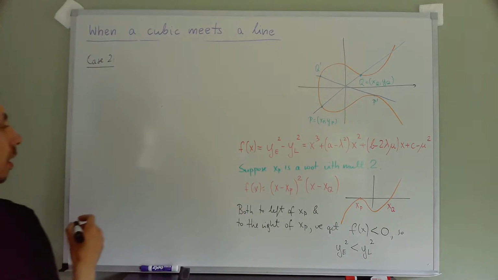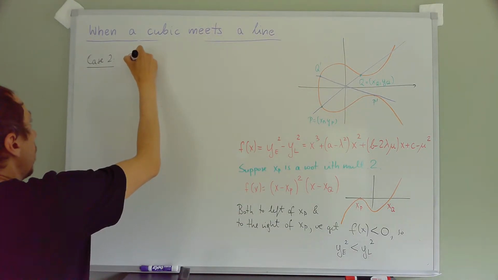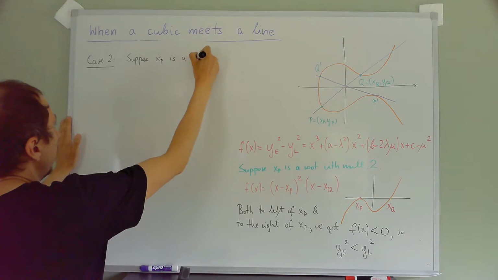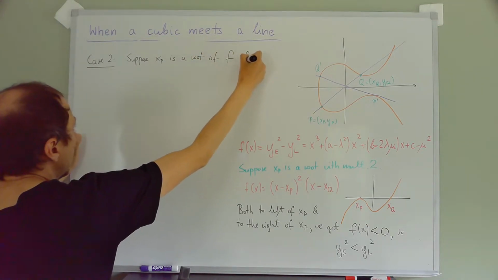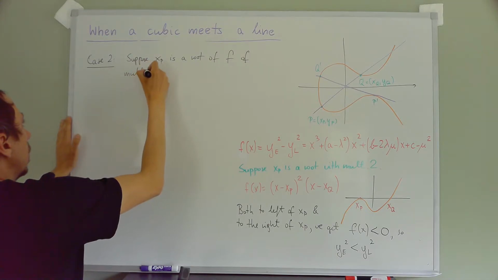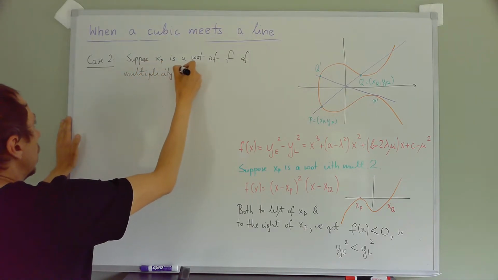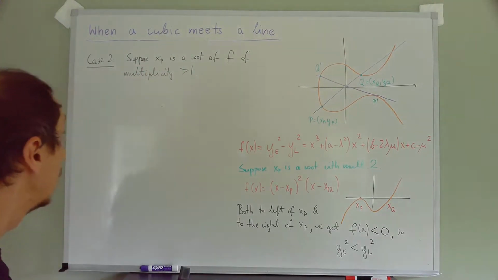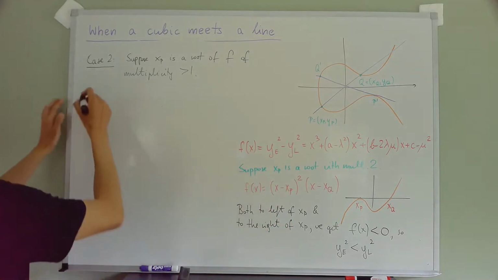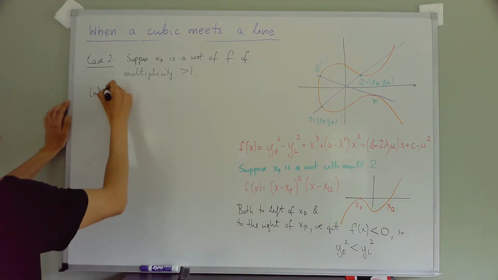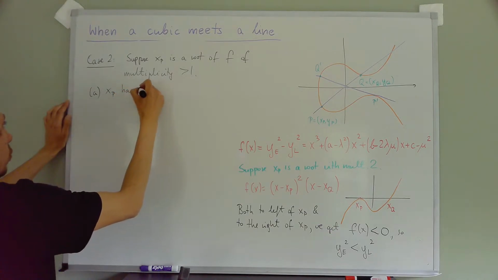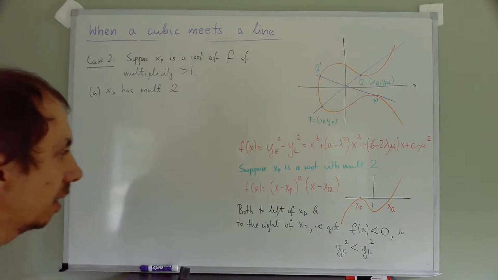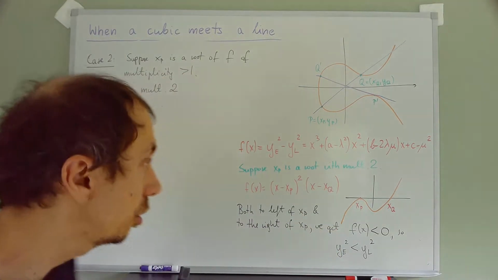So instead, we're going to assume, suppose xp is a root of f of multiplicity bigger than 1. So what does that mean? So it's either multiplicity 2, so we have case A, xp has multiplicity 2. In that case, we already know what happens, so the line is tangent.